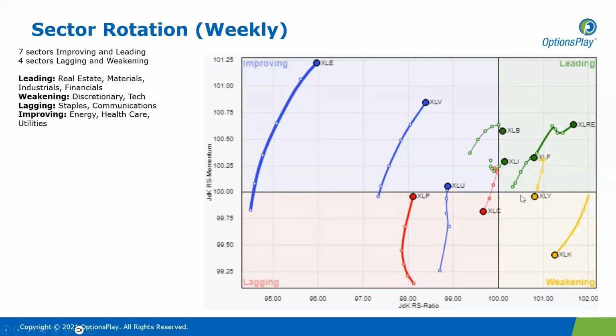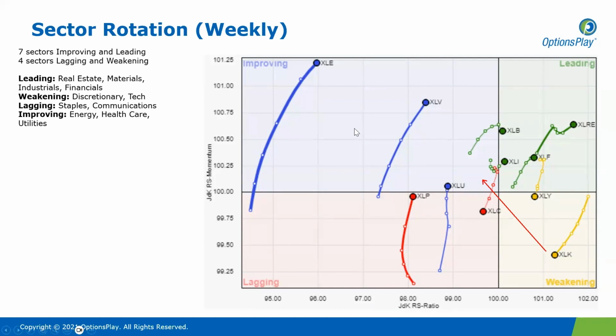I don't believe the weakening in technology or the movement from the leading to the weakening category is cause for concern. I think this is simply a retracement lower because technology has been providing a lot of leadership. We also know that technology is a lot more sensitive than other sectors to interest rates and changes in interest rate policy. So a dovish Fed will definitely be a much bigger tailwind for technology in the months to come. I do expect technology to rotate back into the improving and, if not, leading category soon enough.